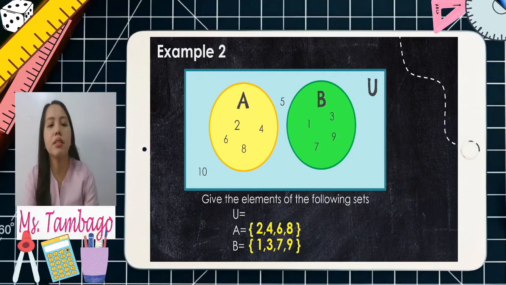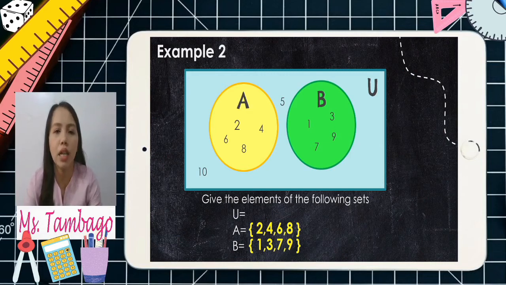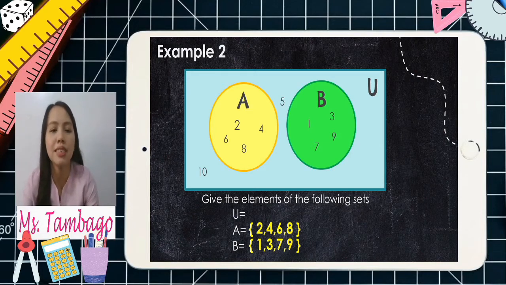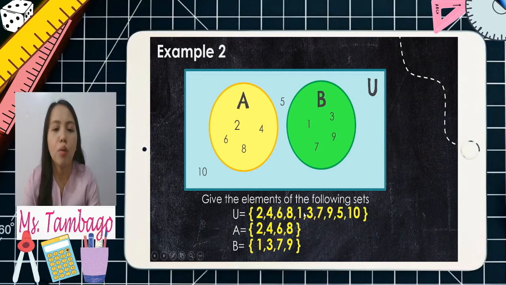And then for universal set U, let's combine the elements of set A and set B together with the elements inside the rectangle. So we have 2, 4, 6, 8 for set A, and 1, 3, 7, 9 for set B, and then 5 and 10 inside the rectangle. So we have all those elements for the universal set.